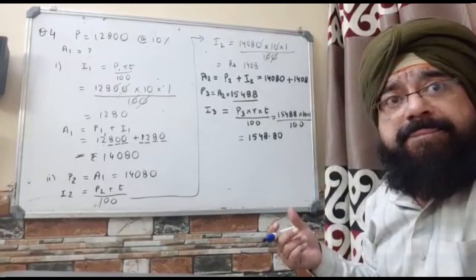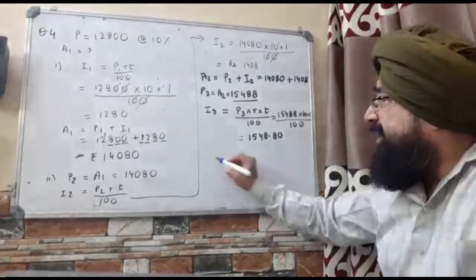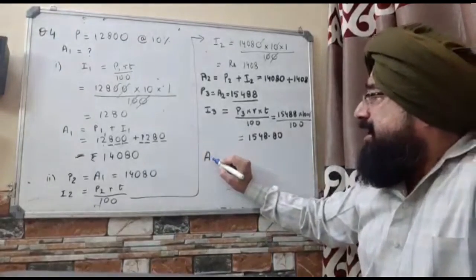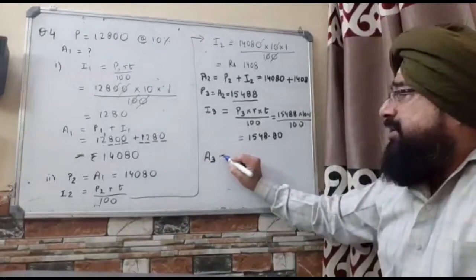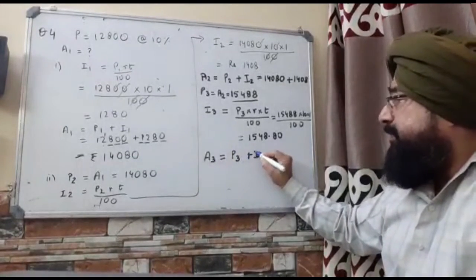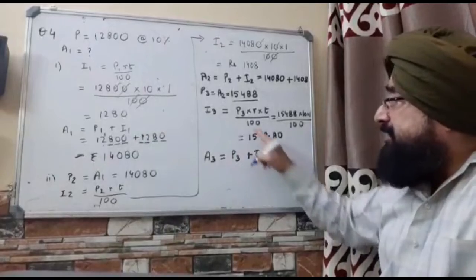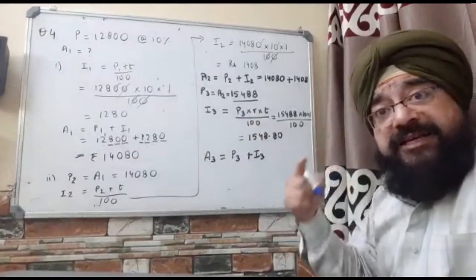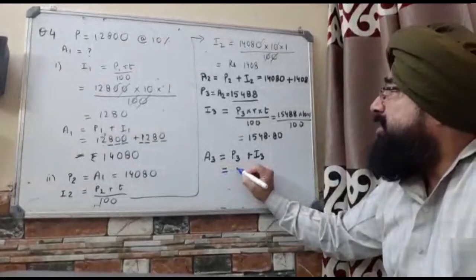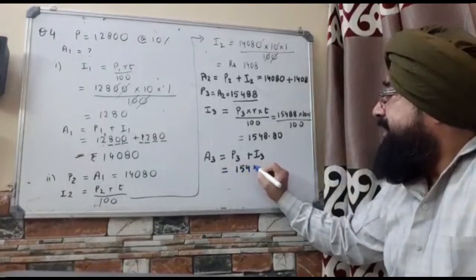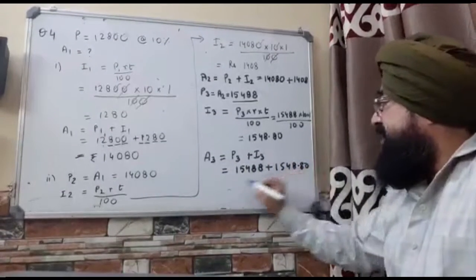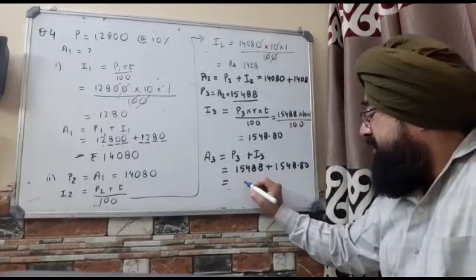Somebody, sir, I want to take the amount. Okay, very good. First of all, before I hear the amount from you, I must announce here that amount A3 should be equal to what? It should be P3 plus I3. If you say it wrong, you will do it wrong. Say it right, you will do it right. P3 plus I3. P3 is 15488 plus I3 is 1548.80.